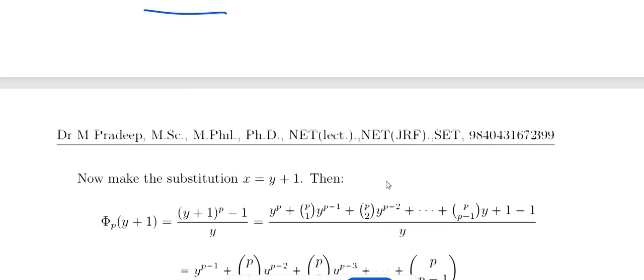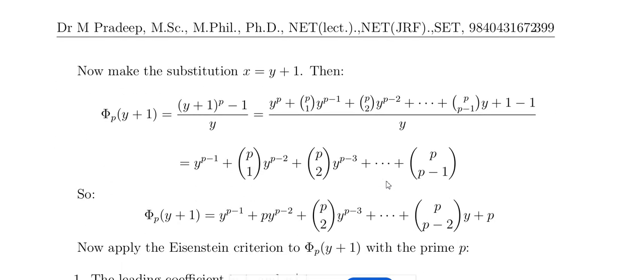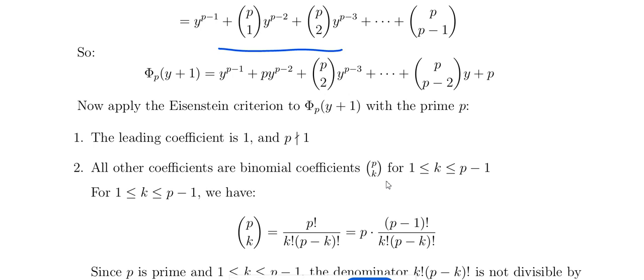Substitute x equal to y plus 1. So y plus 1 whole power p minus 1, divided by y. After substituting and expanding, the 1 and 1 cancel. The remaining terms, divided by y, once again give a polynomial of the same structure. So we apply Eisenstein's condition to phi p of y plus 1, where x equals y plus 1.